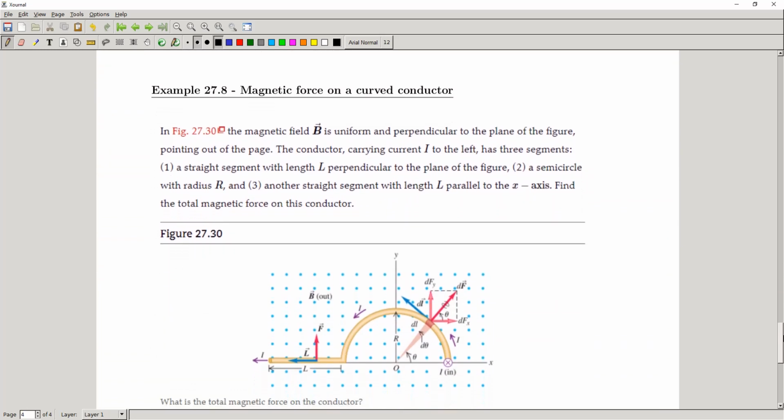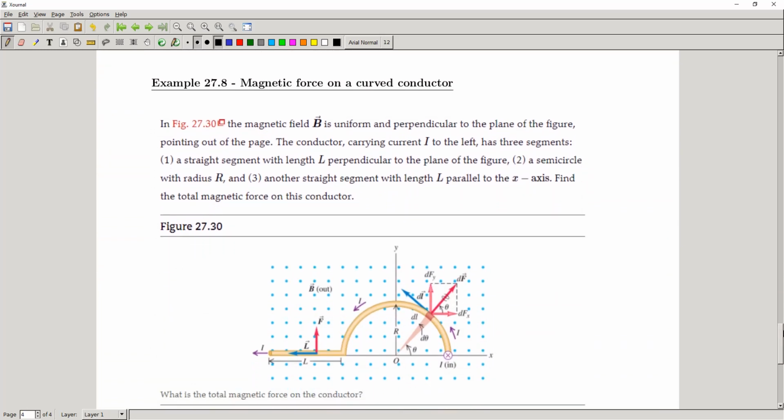Now in 27.8 we have a little bit of a messier situation here. So let's take a second and just look at the diagram, or maybe I'll read through it first, then we'll take a moment and look at the diagram, then we'll actually do the calculation. Okay? So 27.8, we have a magnetic force on a curved conductor. Okay? And let's really take a look at what's happening here.